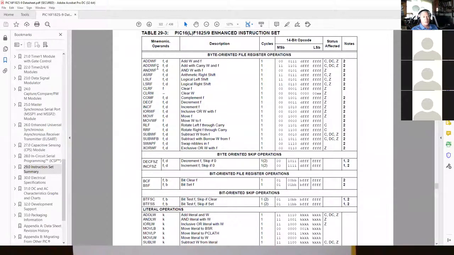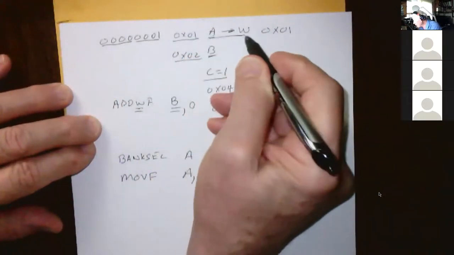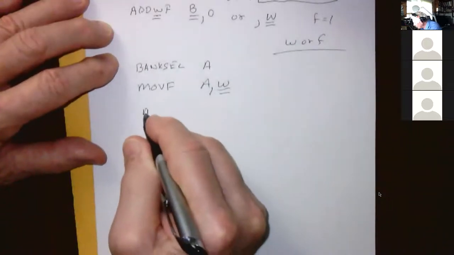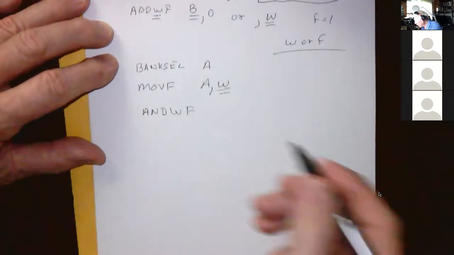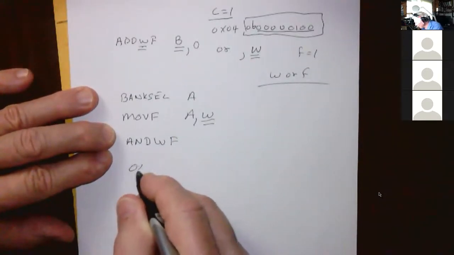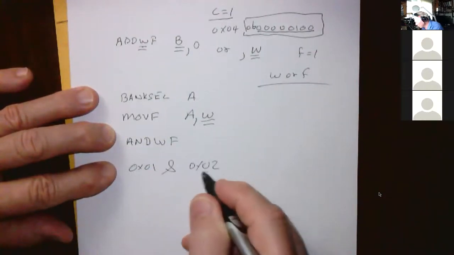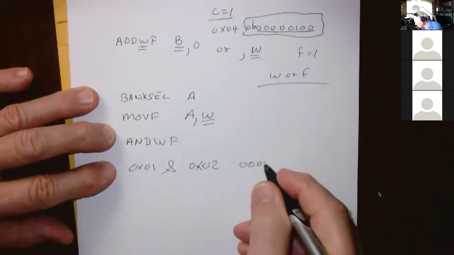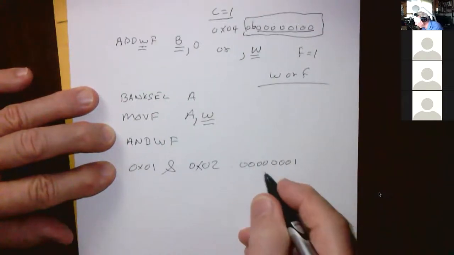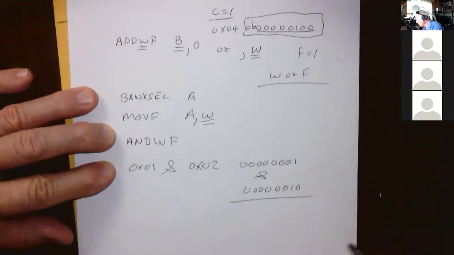So for instance, let's take ANDing W with F. We use the exact same things we had before. Let's say A is 1 and B is 2. We put A into W, and now we're going to AND W with F. So we're effectively going to take 0x01, and we're going to AND it with 0x02. So that's the same as 00000001, and we're going to AND that with 00000010. And what are we going to get when we AND those?